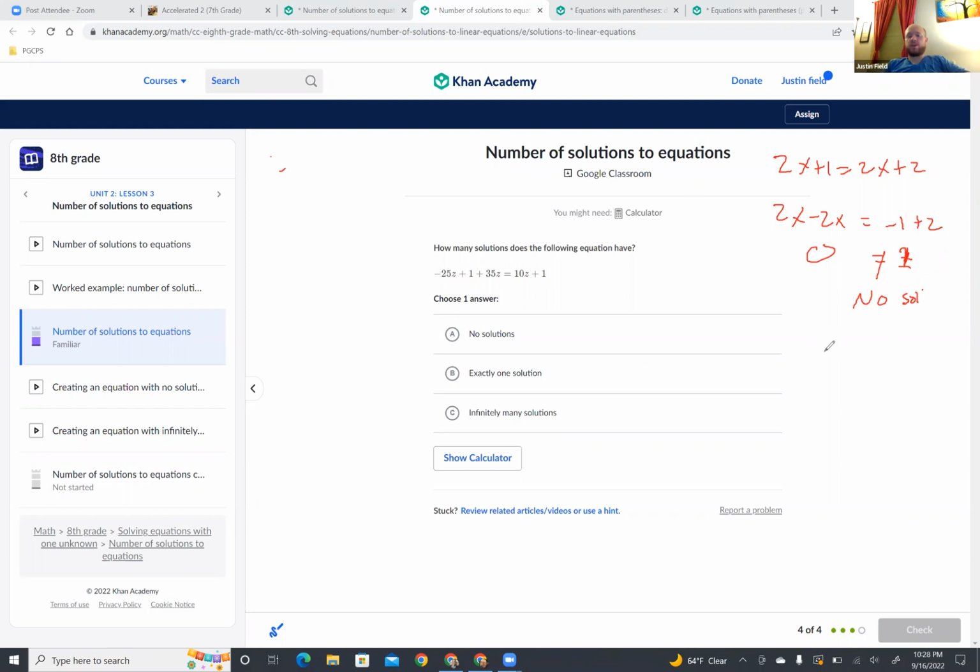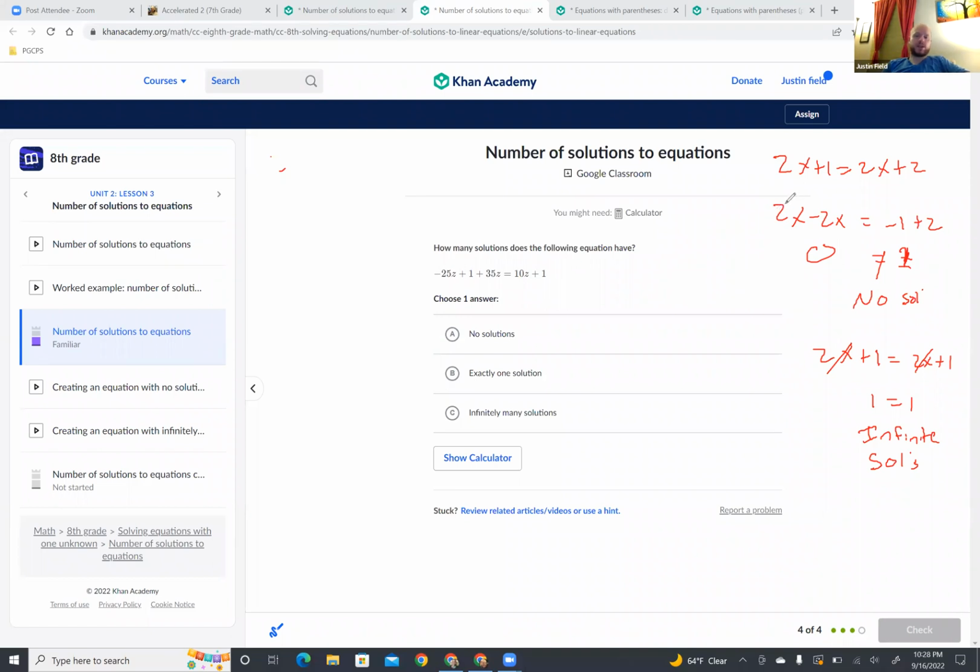And then what about this? What about 2x plus 1 equals 2x plus 1? Again, the variables would cancel and we'd have 1 equals 1. And that would be infinite solutions. Infinite solutions. And of course, if the coefficients are different, there's one solution.